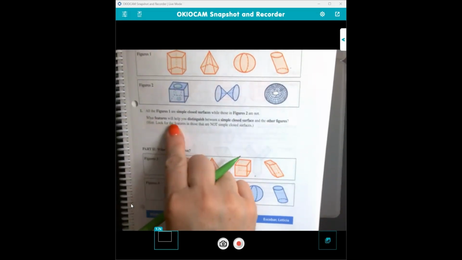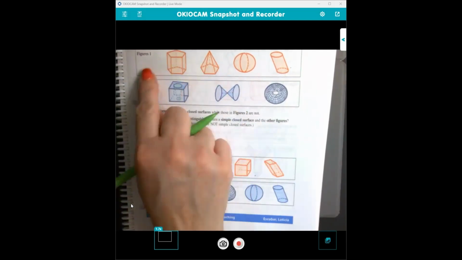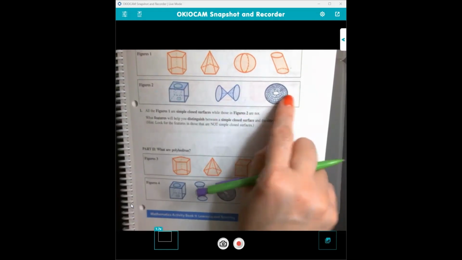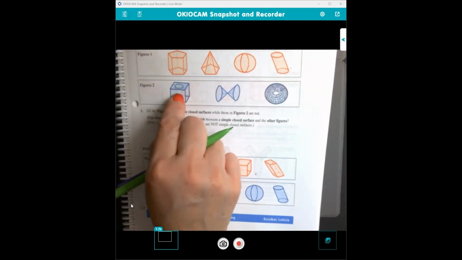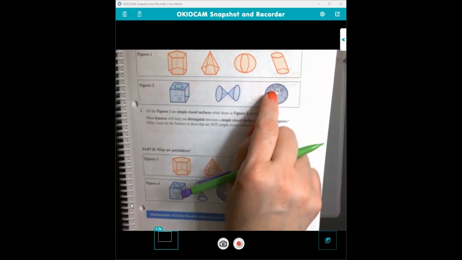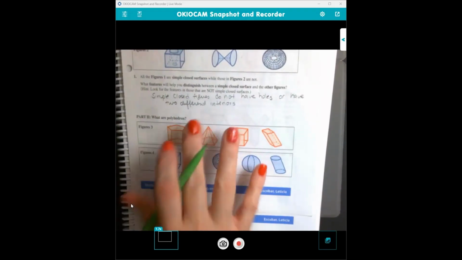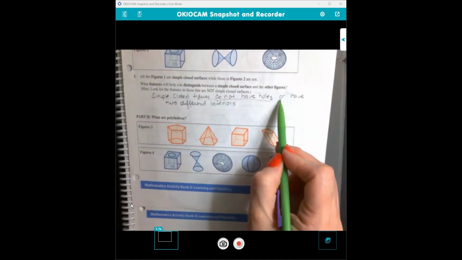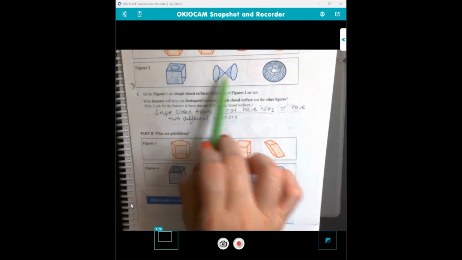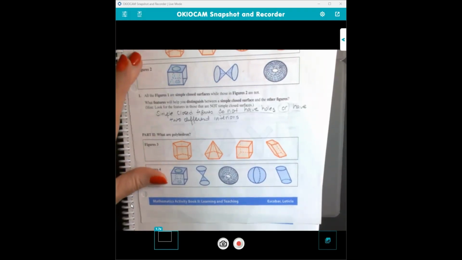So it says, what features will you use to distinguish between the simple closed surfaces, which are the first ones, and the other figures, figure 2, which are not? So what do they have in common? This one has a hole. This one crosses in there, has actually 2 different areas, not one area. And this donut also has a hole, right? So that's what we're going to write down: simple closed figures do not have holes or have 2 different interiors, right? Like this one has 2 different interiors and these 2 have holes. So that's why all the figures 1 are simple closed surfaces.